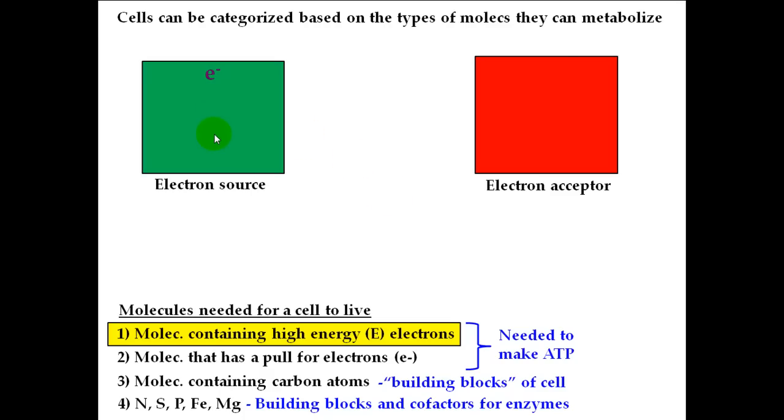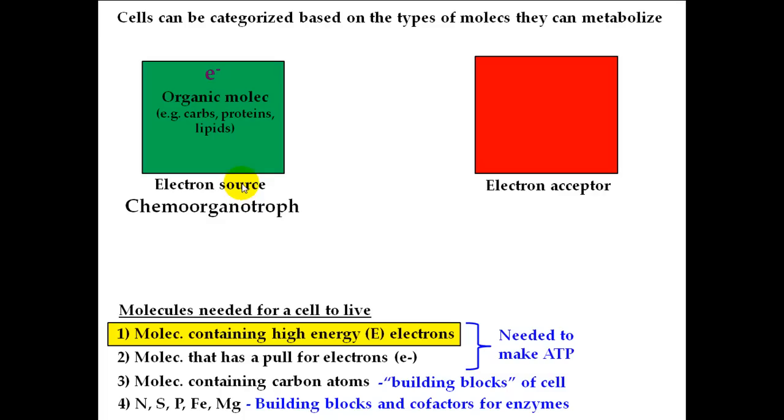There are some cells that use organic molecules like carbohydrates, proteins, and lipids as their electron source. In order to identify these types of cells, they're given a name. They're called chemoorganotrophs. So by definition, a chemoorganotroph is a cell that uses organic molecules as its electron source.